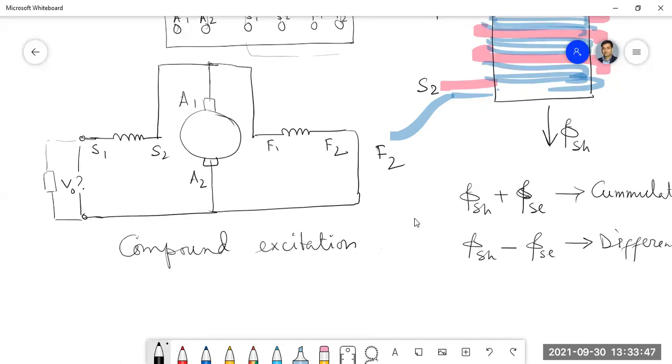Now you tell me, suppose this particular configuration that I have drawn here is giving you a cumulatively compound DC machine. So how we will make it a differential compound? By changing the connection. Got my question? I am asking, suppose this particular machine that I have drawn, yes.